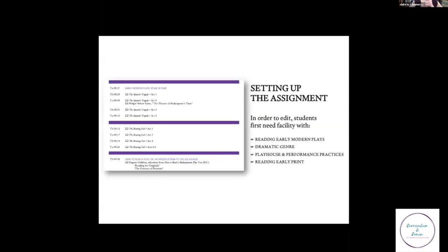So setting up the assignment, I've got a screenshot of part of my syllabus. This is the very beginning of the semester. So I was thinking about what do students need to know? What kind of context do they need to have in order to be able to edit? This is not the skills of editing, but what sort of knowledge that they have to have.